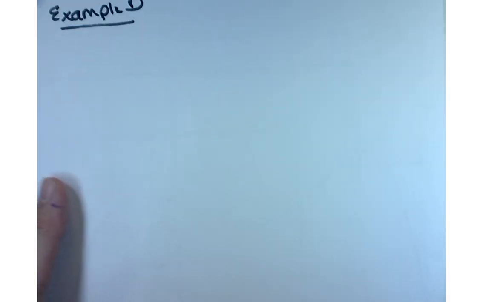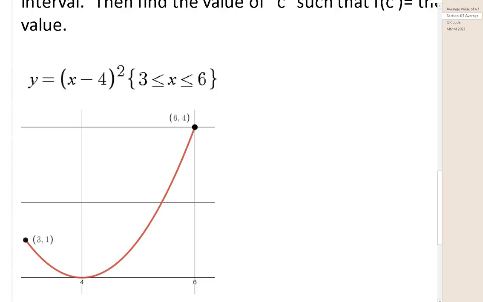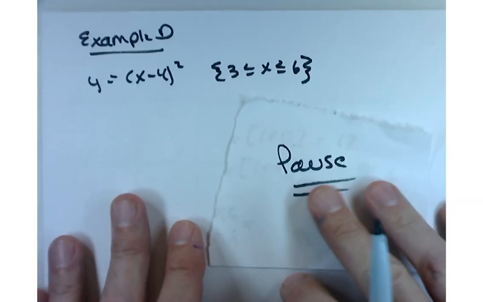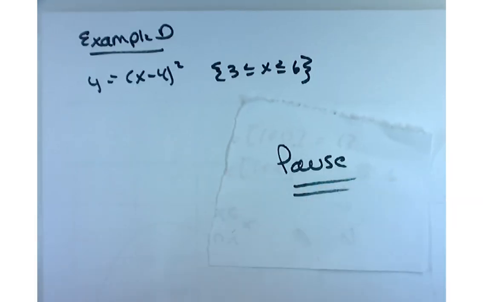All right, so example D, y equals x minus 4 squared between 3 and 6. So see if you can set up the integral. What integral are you going to calculate to find the average value here?